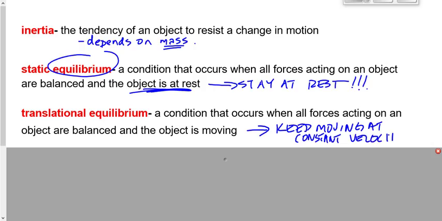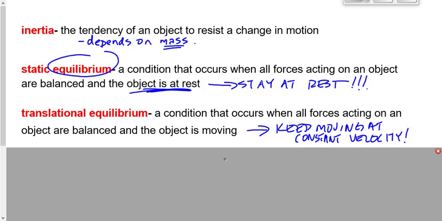That's a little bit counterintuitive for some people. If the forces are balanced, there's zero net force, isn't the object going to stop? No. An object in motion will stay in motion forever at a constant velocity as long as the forces are balanced. It's not a force that causes something to stop. It's an unbalanced force that causes something to stop. So if we're in a state of translational equilibrium and the forces are balanced, it's going to keep moving at a constant velocity forever and ever and ever.